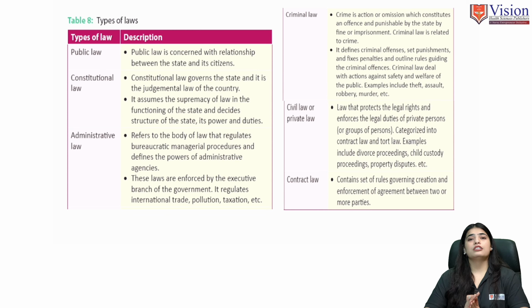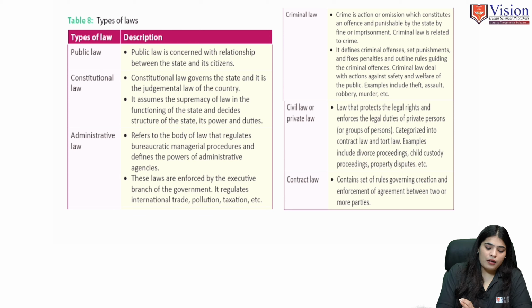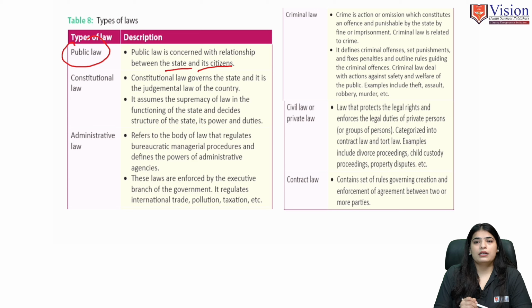Next, what are the types of laws? There are different types of laws. Okay, so first comes public law. Public law is the basic law that is concerned with the state and citizen. That means your government and you. That is public law. Next is constitutional law. It is as per our Indian constitution. Okay, constitutional law governs the state and it is the judgmental law of the country, and it assumes the supremacy of law in the functioning of the state and decides the structure of the state, its powers and its duties.